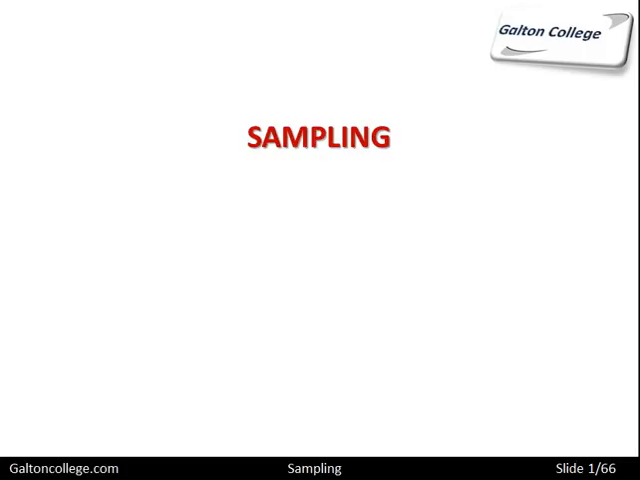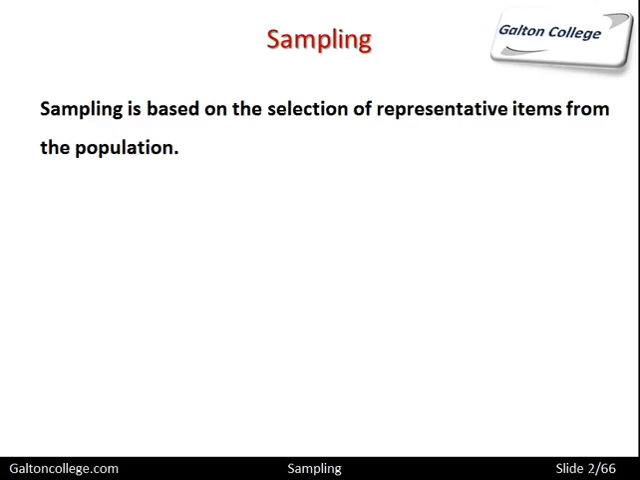In this session we're going to look at sampling. Now, sampling is based on the selection of representative items from the population. The idea with sampling, in a nutshell, is to reduce costs. We sometimes can't examine the whole population. It's too expensive. It's too time consuming. So instead of doing that, we take a sample.